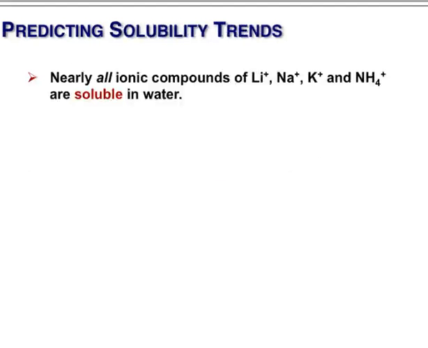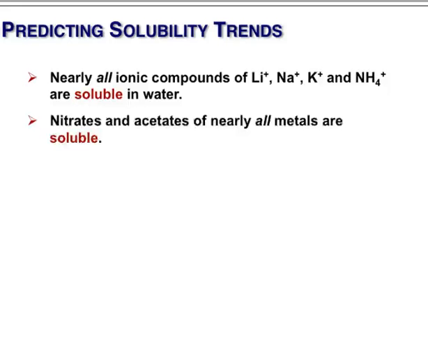Rule number 1, if you have a group 1 metal or ammonium, it's going to be soluble. Forget about it, it's soluble. Okay, group 1 and ammonium, soluble. If you have a nitrate or an acetate as your anion, it will be soluble, period.